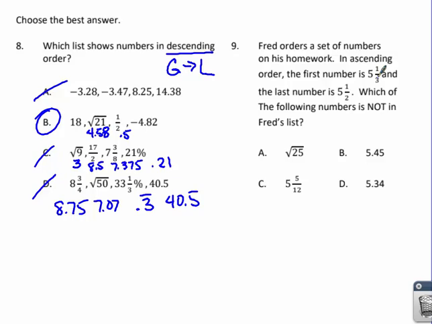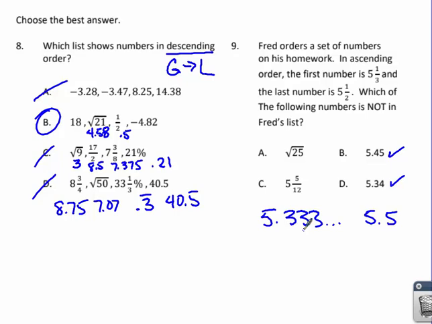Well, 5 1/3 is the same thing as 5.333, and so on. 5 1/2 is 5.5. So I'm looking for which number will actually fit in between there. When we look at our decimal values, 5.45 and 5.34, those are pretty easy to deal with. Is 5.45 in between 5.33 and 5.50? Yes, it is. What about 5.34? Yes, it is, because that's 5.34 and this is 5.33.